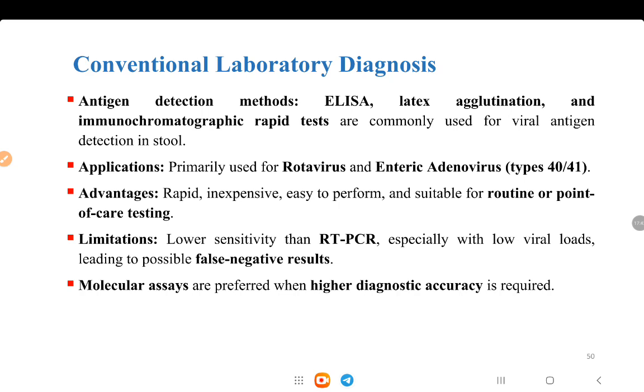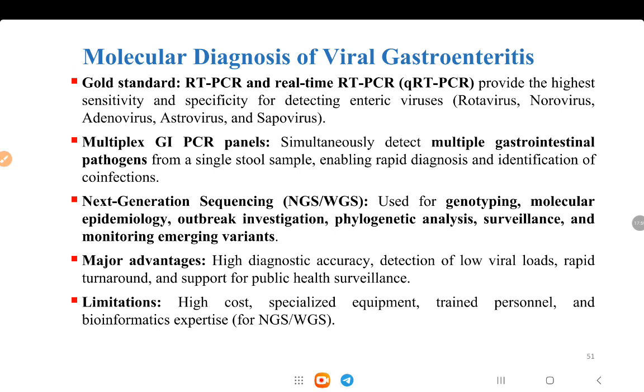Molecular assays are always preferred when higher diagnostic accuracy is required. There are different molecular diagnostic methods we can use for viral gastroenteritis. All these methods depend on PCR, which provides high sensitivity and specificity for detecting genetic material of enteric viruses, or multiplex GI PCR panels, which are used to detect multiple gastrointestinal pathogens from a single stool sample.